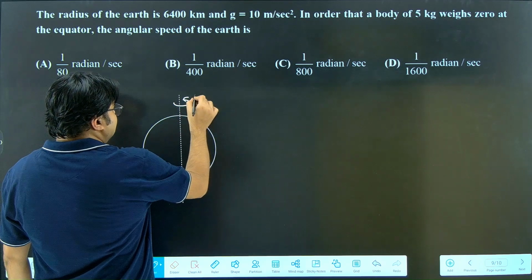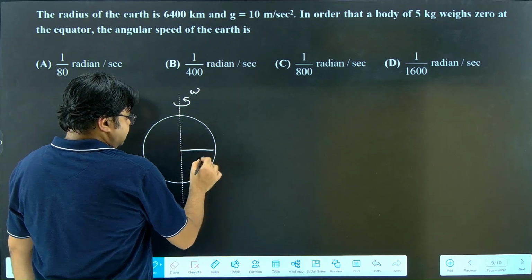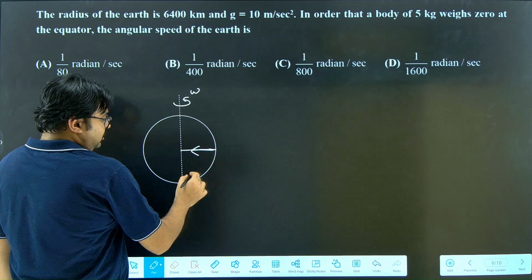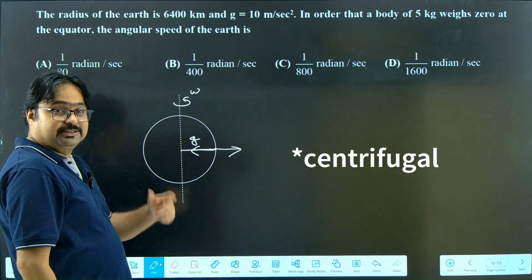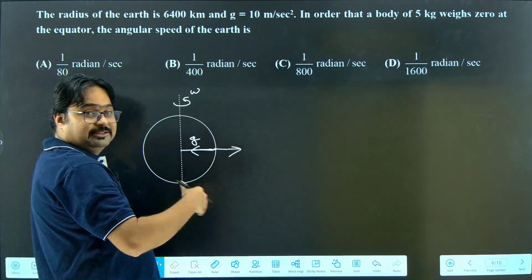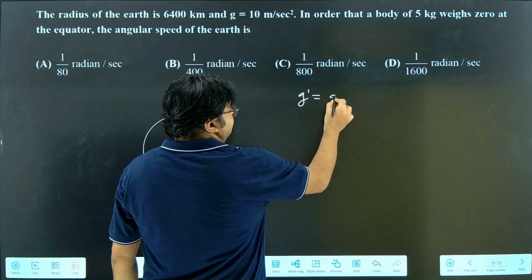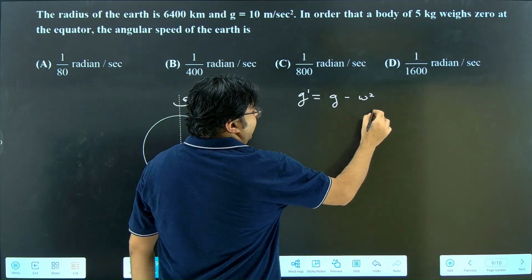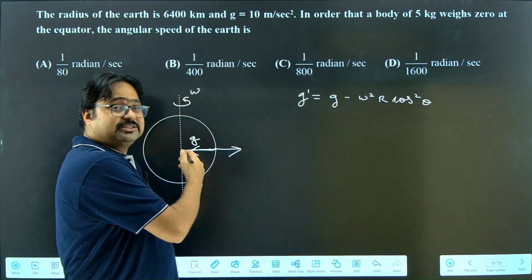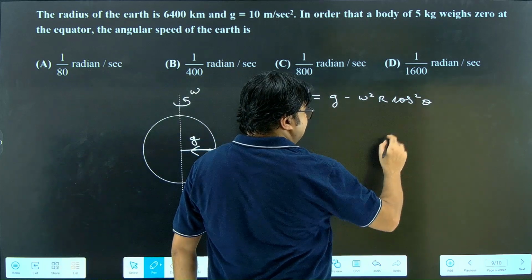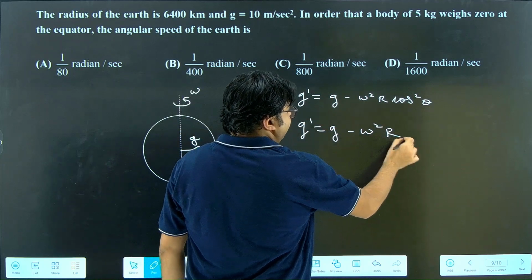If that is the case, let's say omega is the angular velocity and r is the radius. The acceleration due to gravity acts in this direction, but the centripetal acceleration is in that direction, whereas at the equator, the centripetal acceleration is maximum. So we have the equation g dash equal to g minus omega square r into cos square theta. But because it is the equator, theta is 0, cos 0 is 1. So g dash becomes equal to g minus omega square times r.